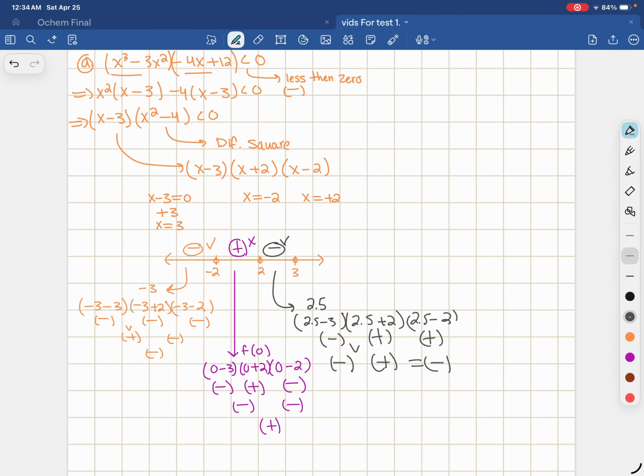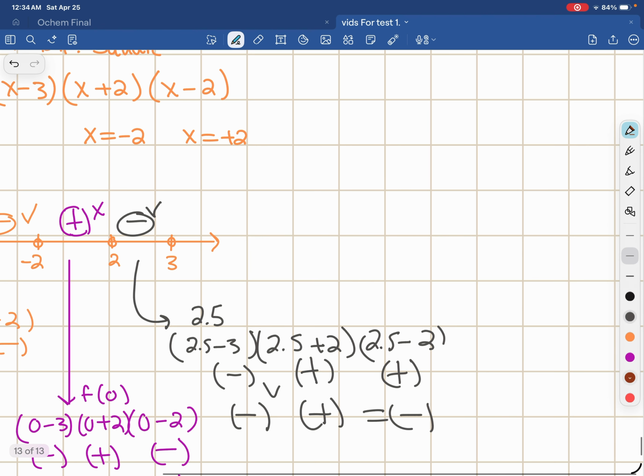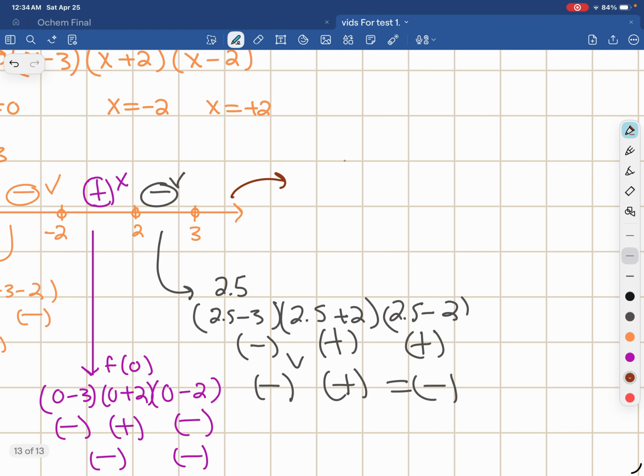Now looking at our last area, we will go over here with it. We'll change our color again. We'll have 3, so we'll just do 4. So we have 4 minus 3, which will be positive, 4 plus 2, which will be positive, and 4 minus 2, which will be positive. So this will be positive, and we're not looking for that.